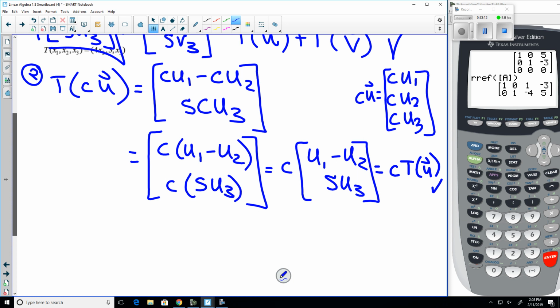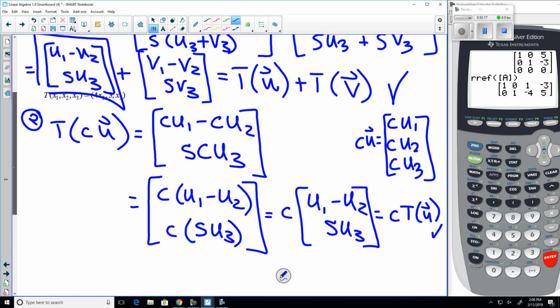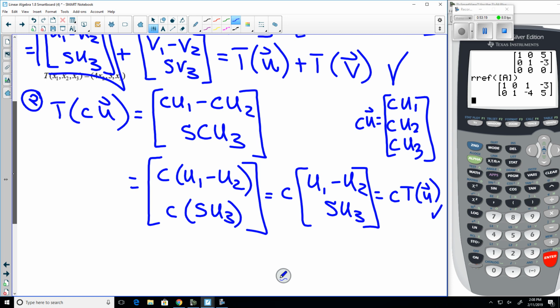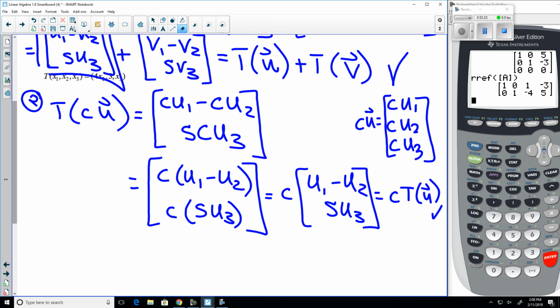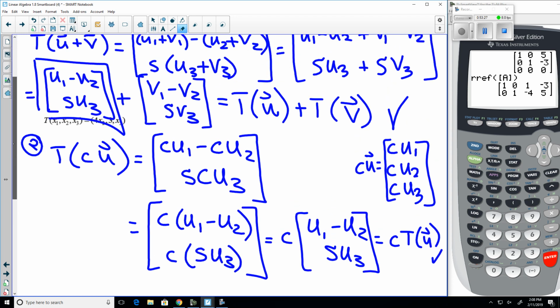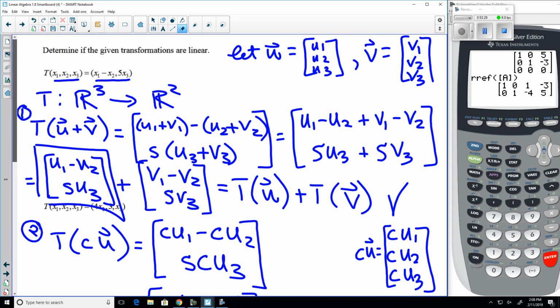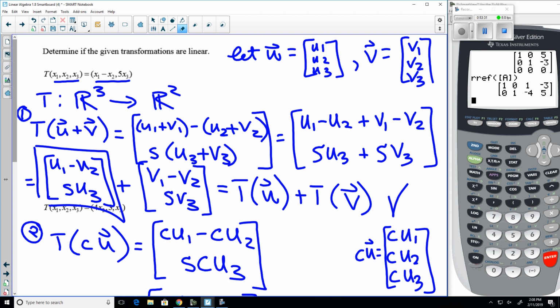What about the second one? The 5 come from up there again? Which 5? The 5 is in the definition of the transformation.